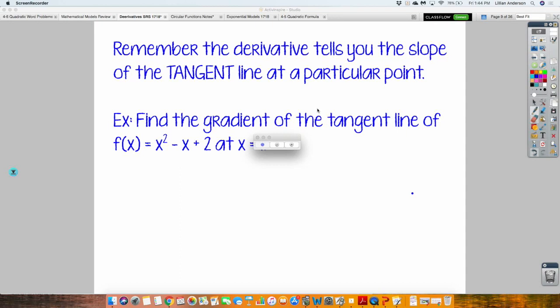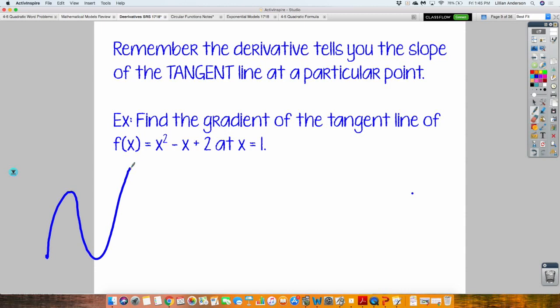Okay, here we go. So remember, the derivative tells you the slope of the tangent line at a particular point. When you are finding the derivative of a function, it gives you a gradient function, which allows you to find the slope of a line that touches the curve at exactly one point. The derivative is the gradient function, and when you plug a value in, it gives you the slope of that tangent line.